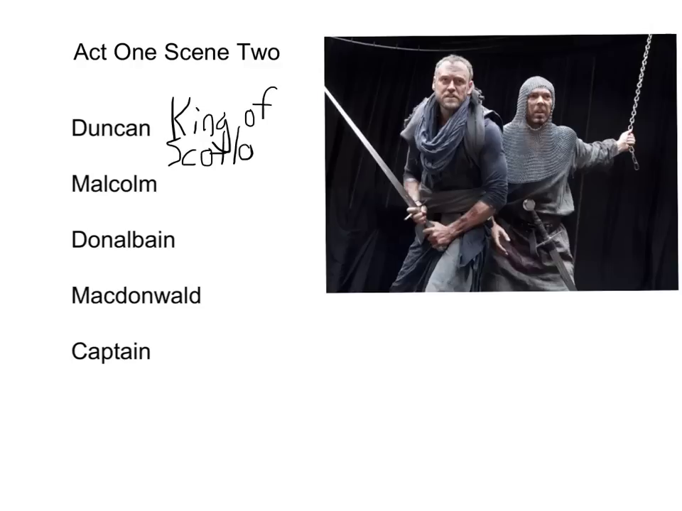We'll also be introduced in this scene to Malcolm and Donalbain, who are his sons. Malcolm is the eldest son. So the scene begins, and there's this captain who's bleeding all over the place. The audience finds out that there was this fight with this traitor, whose name happens to be MacDonald. So MacDonald is the traitor.